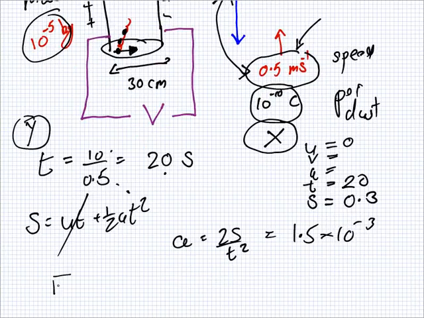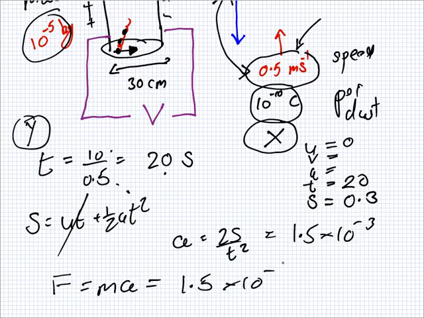But Newton said the force is ma. So if I multiply by the m, which is 10 to the minus 5, I get the force is 1.5 times 10 to the minus 8 newtons. Yeah, 10 to the minus 5.